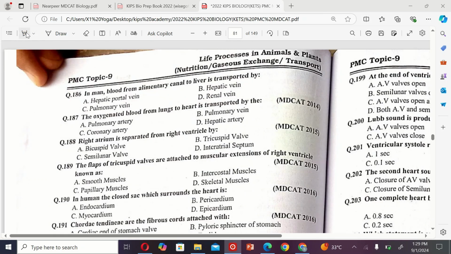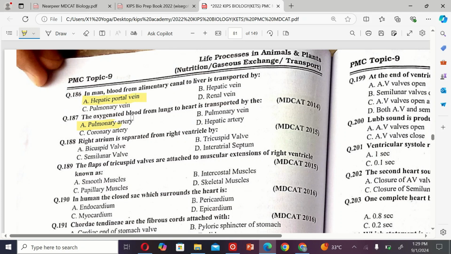The next MCQ is: unoxygenated blood from the alimentary canal to the liver is transported by A. Hepatic portal vein, B. Hepatic vein, C. Pulmonary vein, and D. Renal vein. So the correct option is A. Hepatic portal vein.